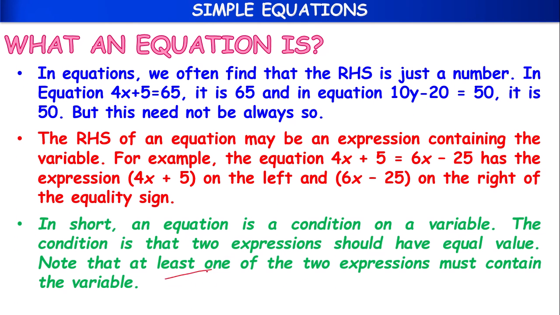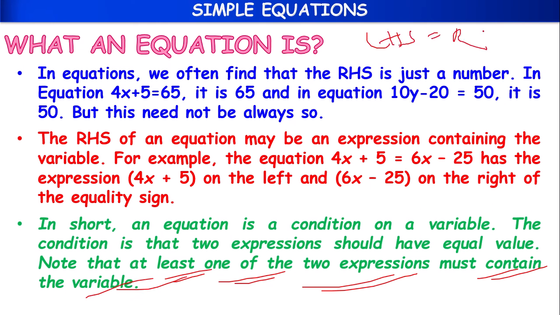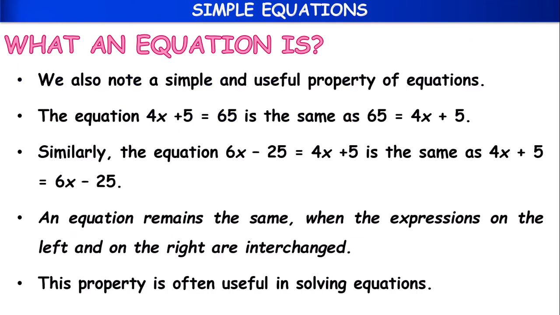So here, at least one of the two expressions must contain a variable. Means if we have LHS equal to RHS, either LHS or RHS, at least any one of them should contain the variable x. Then only it will be considered as an equation. Okay. Next.